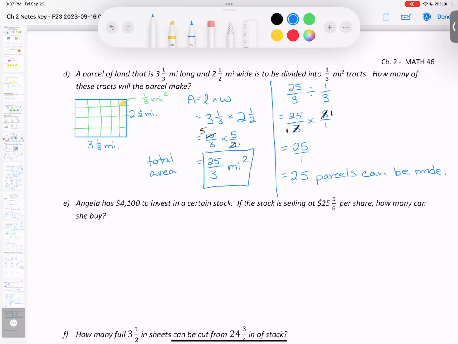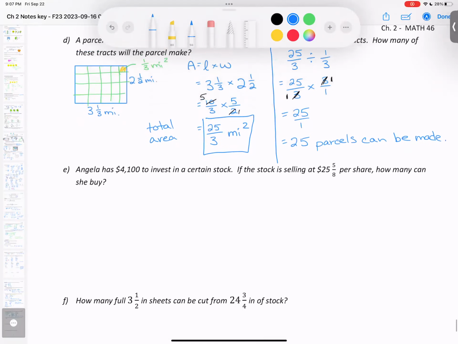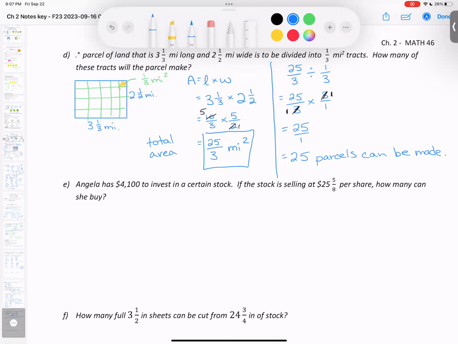All right, let's take a look at the next one. So go ahead and read through that next one. Okay, so Angela has about $4,000. She wants to invest in a certain stock. And she knows that every share of that stock sells for just over $25. So she wants to know how many shares she can buy.